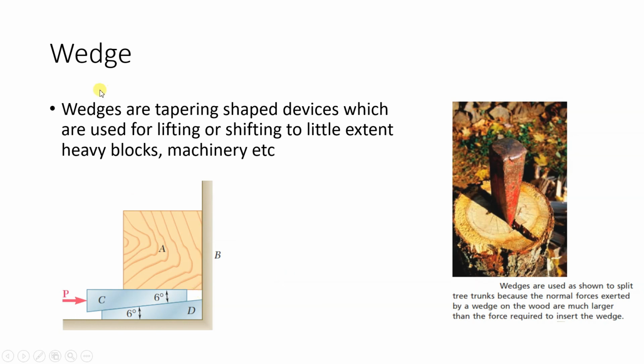Okay, and one more example of wedges are tapered shape devices. So here you can see this is a wedge and it is tapered shape, which is used for lifting or shifting, to a little extent, heavy blocks, machinery, etc. So this is the application of a wedge.